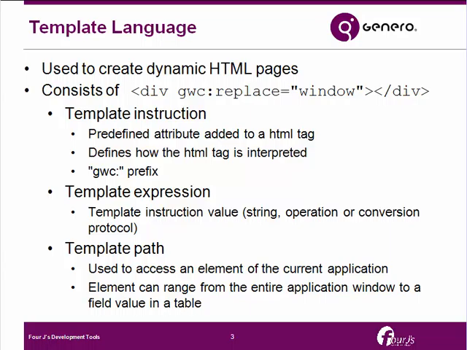In the example given on the slide, we have a GWC replace instruction as the template instruction. This means that the div tag will be replaced by the HTML necessary to create the window. A template expression is a template instruction value. In this instance, it is a string stating window. The string window is a template path. It is asking for the window. The window object is rendered using the window snippet.